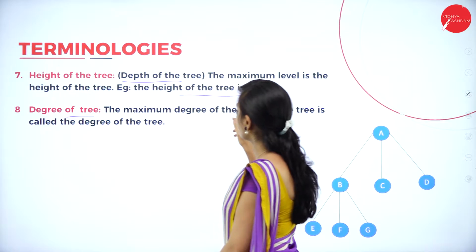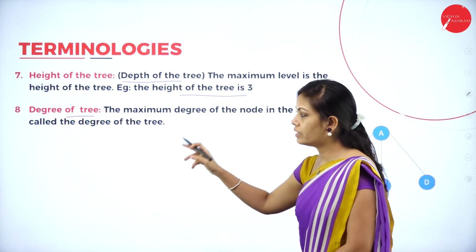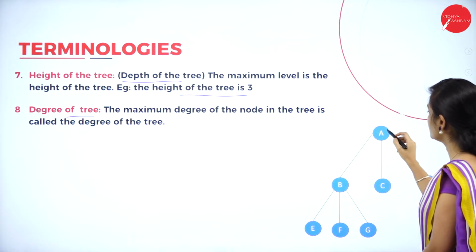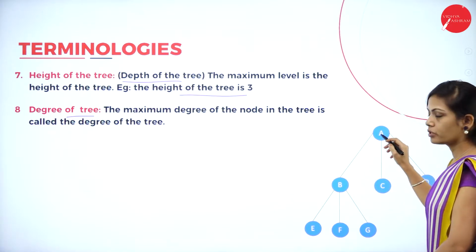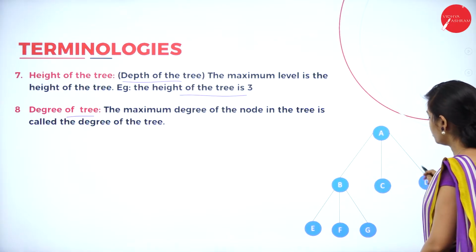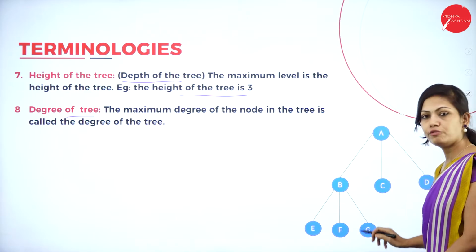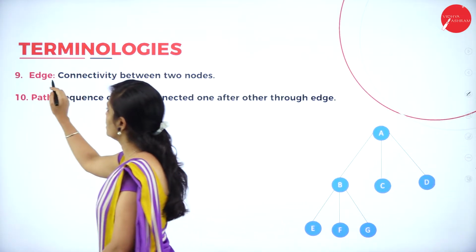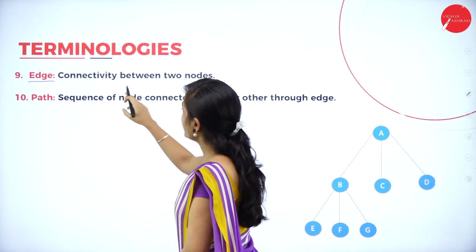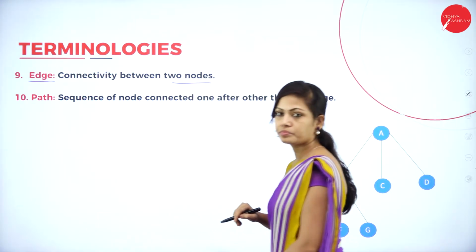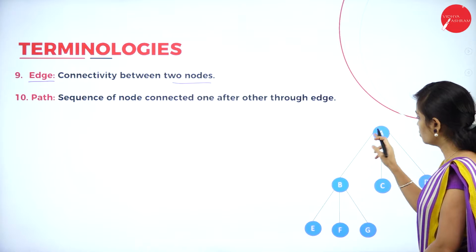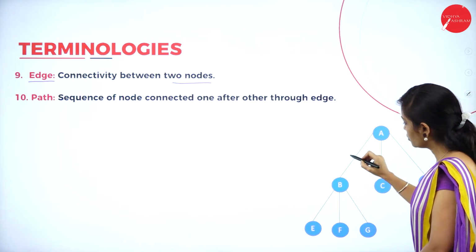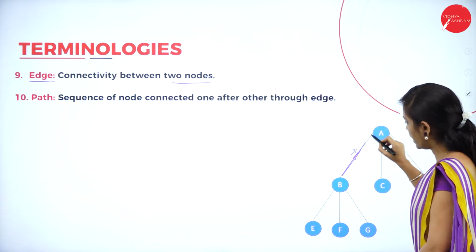The maximum degree of the nodes in the tree is called the degree of the tree. So now the degree is A. For node A, the degree is 1, 2, 3. For node B, the degree is E, F and G. And the next terminology is an edge. The connectivity between two nodes is called an edge.